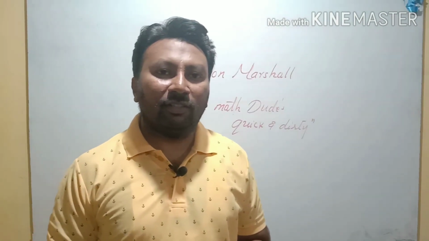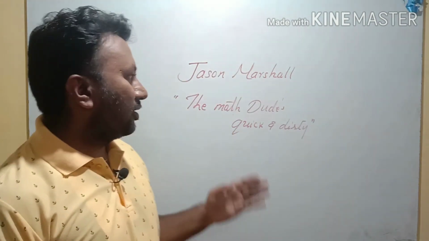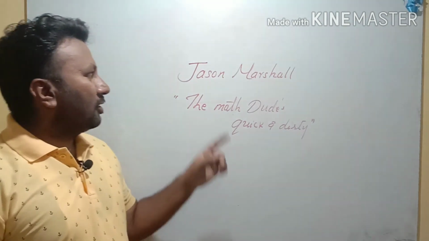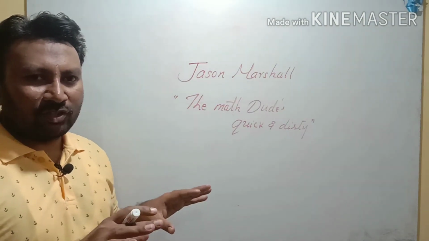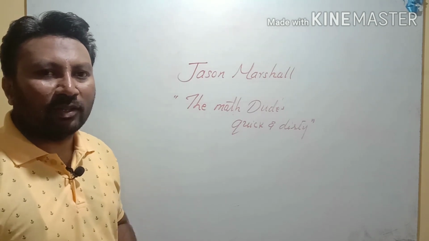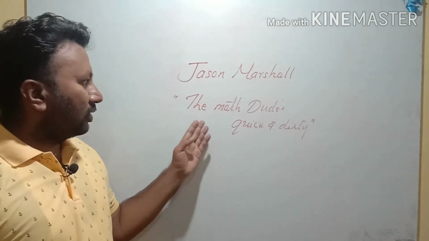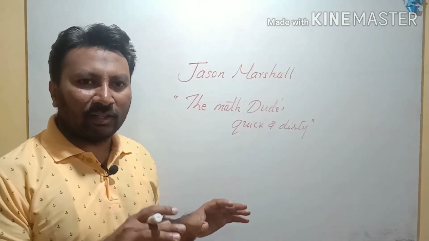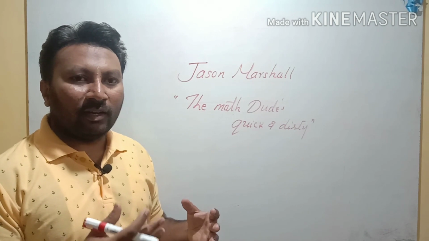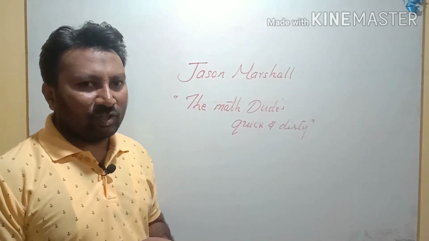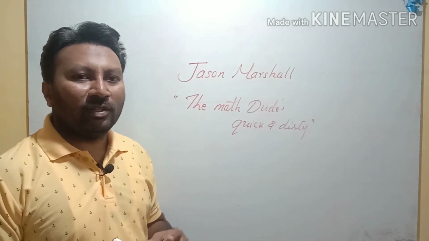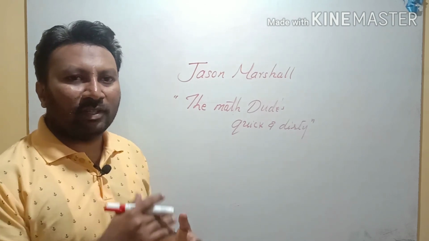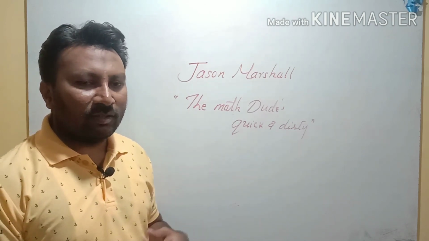See, this type of interesting topic, that is the mathematical fallacy, came to be known to us by the author and mathematician Jason Marshall. See, Jason Marshall was the first person to make us know about the mathematical fallacy, and he wrote the book Math Dudes, Quick and Dirty. In this book, he had inculcated various types of tricks and how to solve the basic problems of algebra. He was a person who is going to create a future in the mathematical fallacy, which will become known in our future.